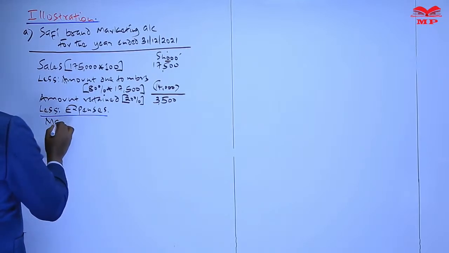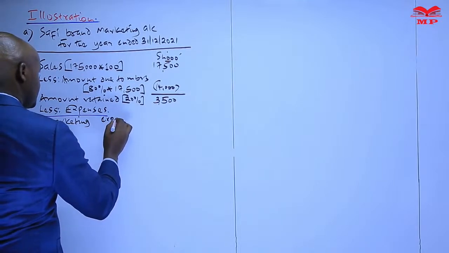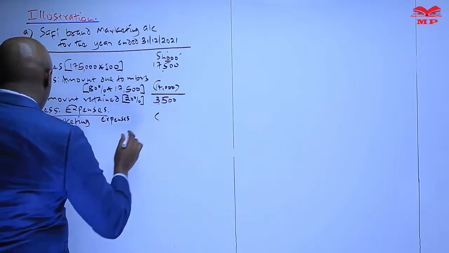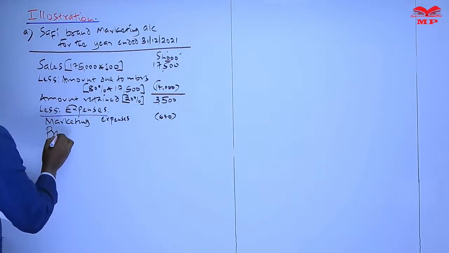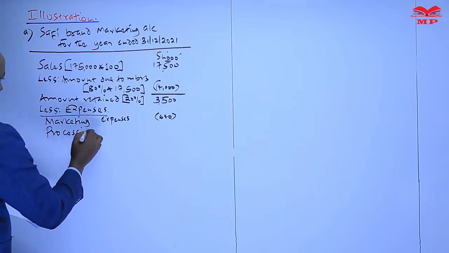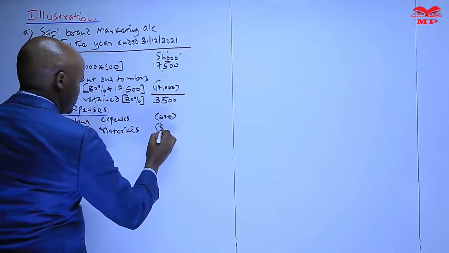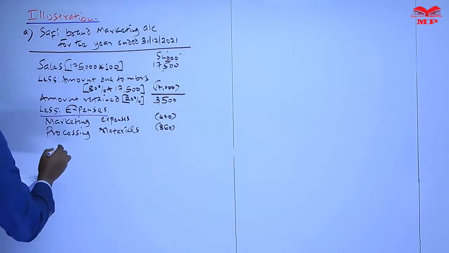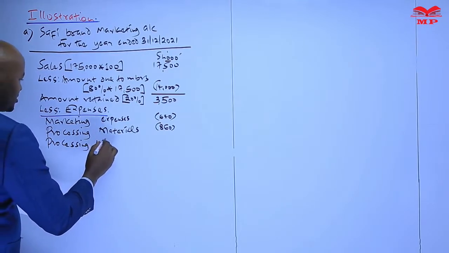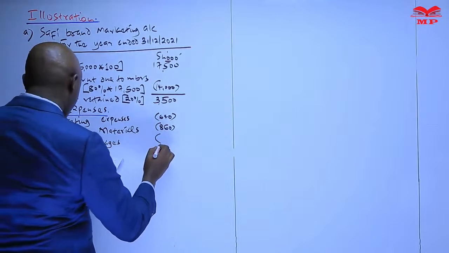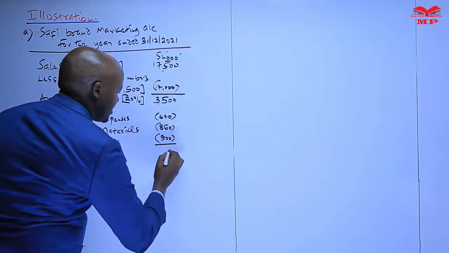So we have marketing expenses, which is an amount of 640. We also have processing materials, an amount of 860. And then we have processing wages, which is an amount of 900.